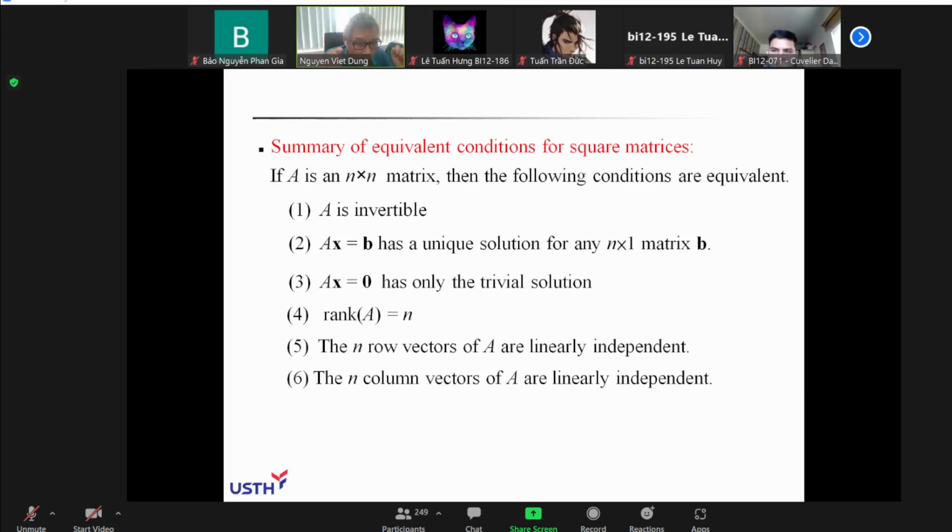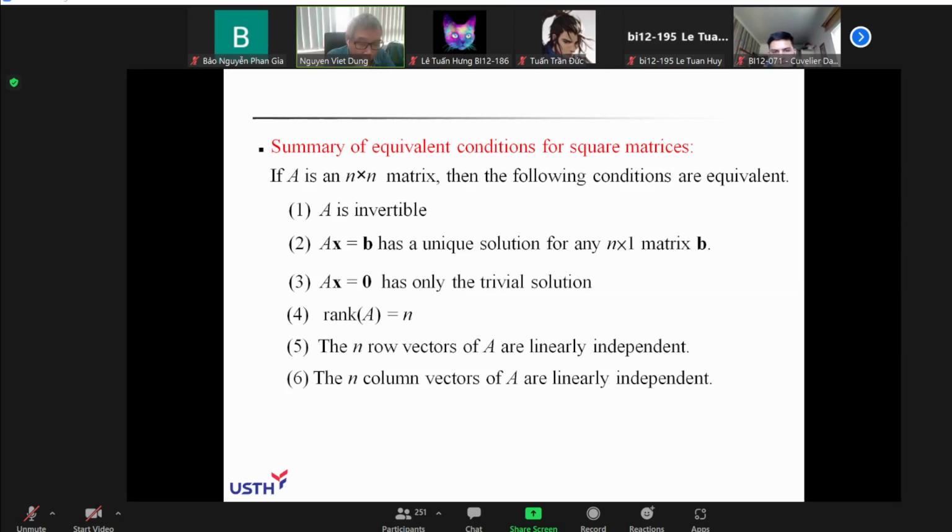The third one says that AX equals 0 has only the trivial solution. The number 4 claim says that the matrix A has rank n, that is the order of the matrix. And claim number 5 says that the n row vectors of A are linearly independent. And claim number 6 is that the n column vectors of A are linearly independent.